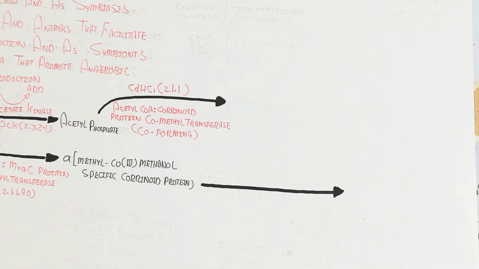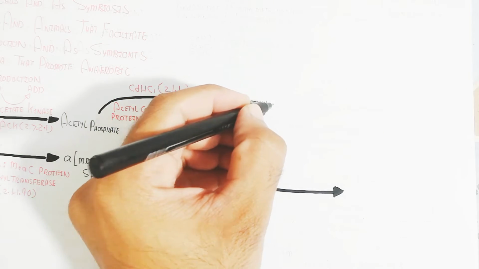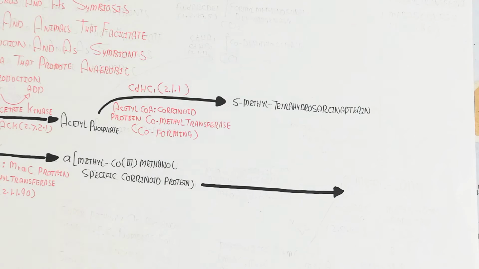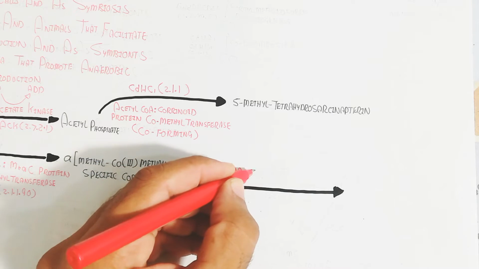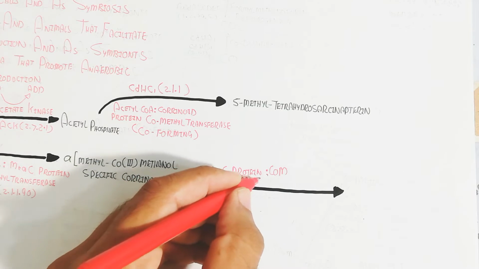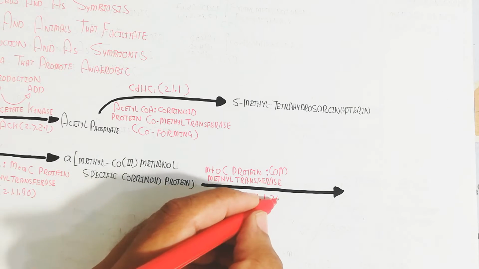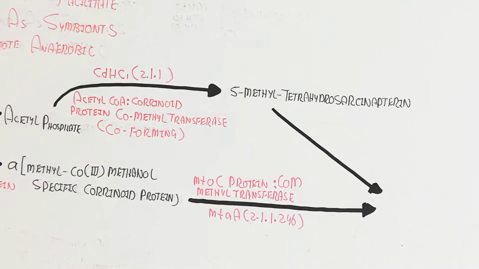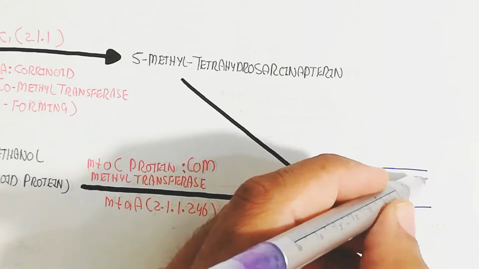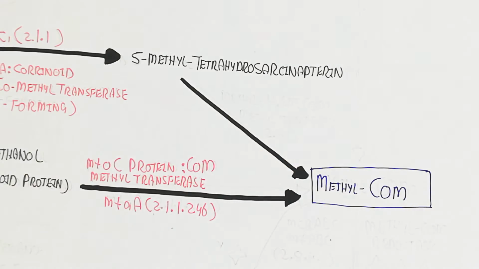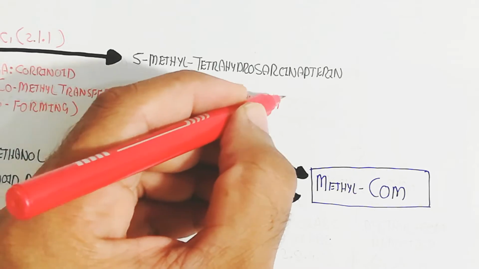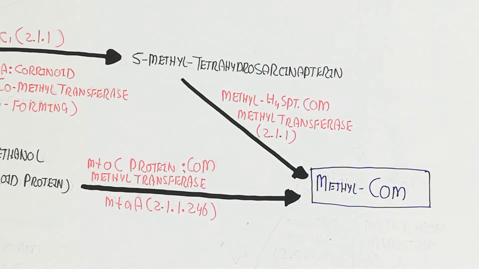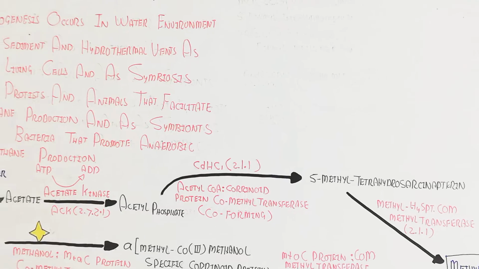The CdhC1 protein gene will produce the acetyl-CoA corrinoid protein methyltransferase, the CO-forming, which will produce 5-methyl-tetrahydrosarcinapterin, while on the other hand the methyl-Co(III) methanol-specific corrinoid protein, in the presence of the methyltransferase enzyme, is used to produce the methyl-CoM.